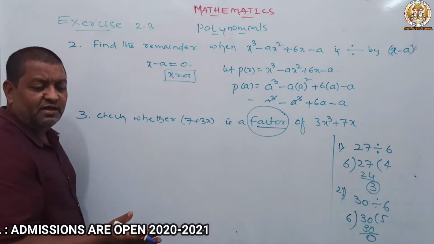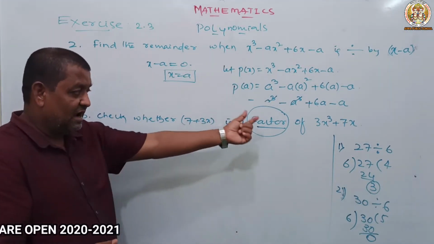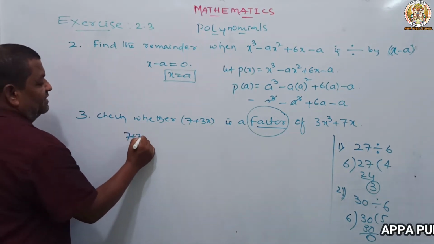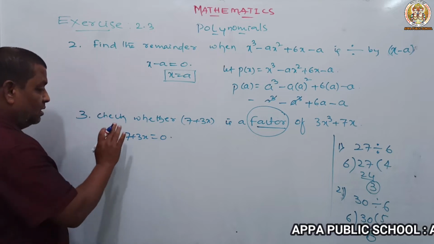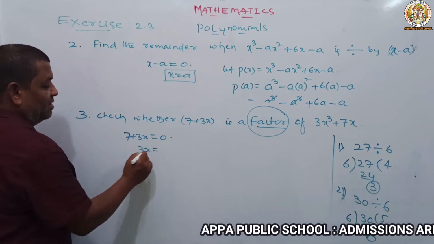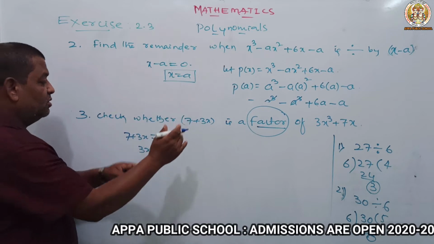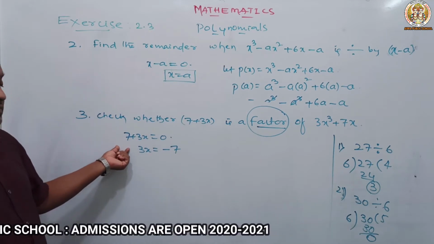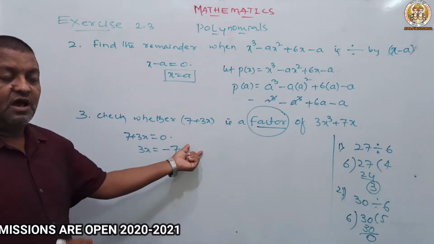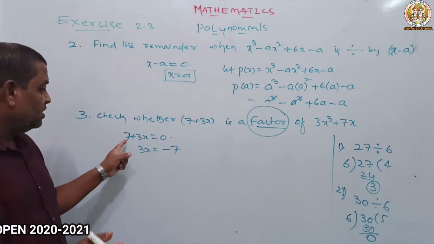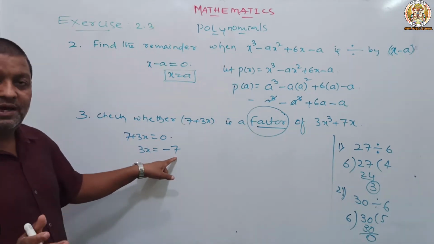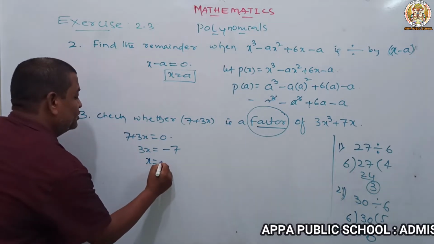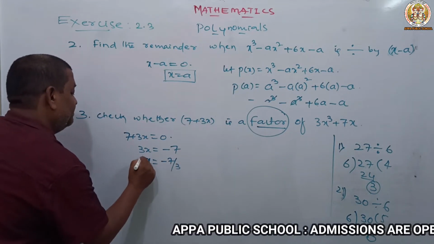The procedure is the same. Find the x value and substitute in the polynomial. Now 7 plus 3x is equal to 0. Keep x on the LHS, send the number to the RHS. Minus 7. When numbers change from LHS to RHS, like moving from one house to another house, their sign changes. Plus to minus, minus to plus. What is x? x is equal to minus 7 by 3.